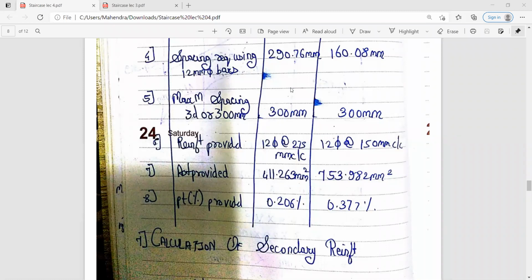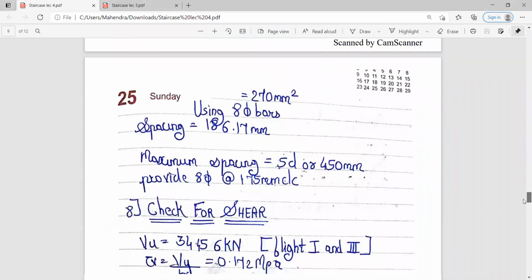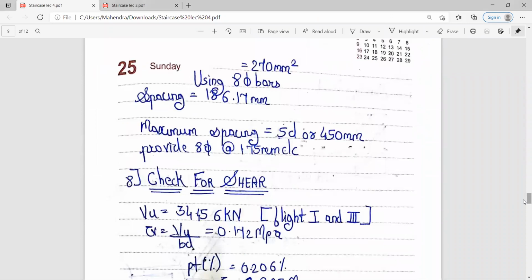Then calculation of secondary reinforcement. For secondary reinforcement, again AST minimum is 0.12% of B into D. So by using that formula, you get AST minimum as 270 mm square.